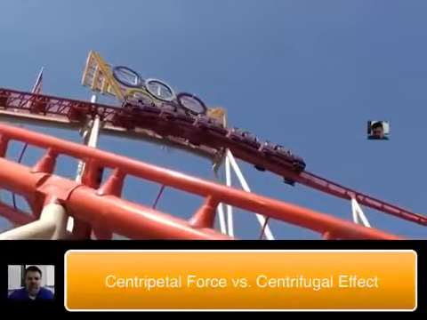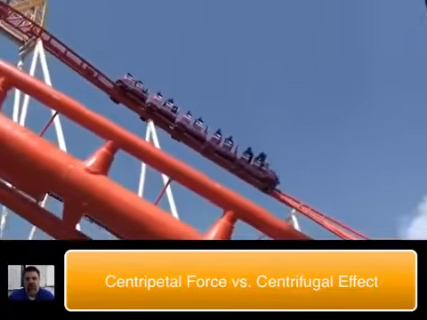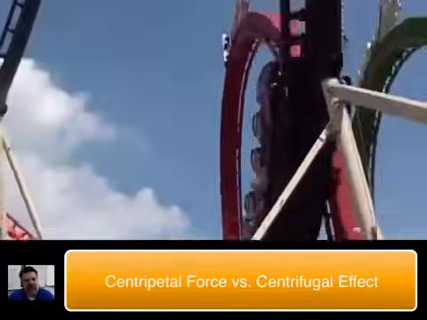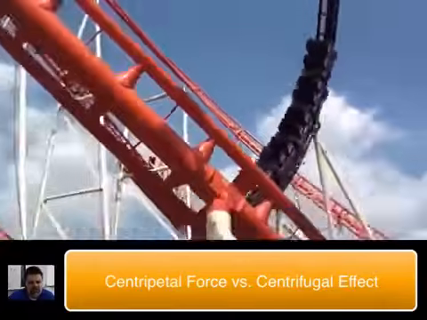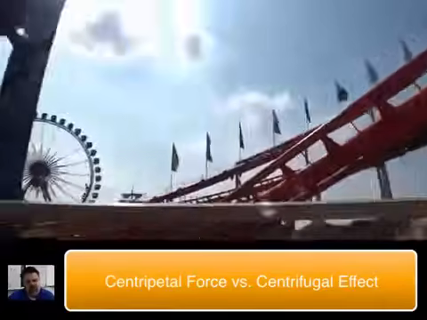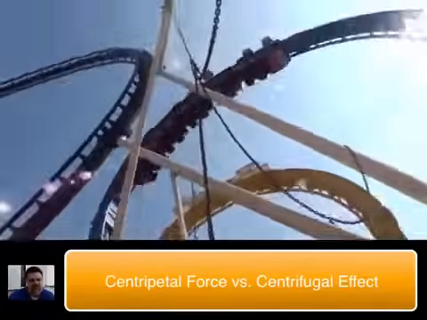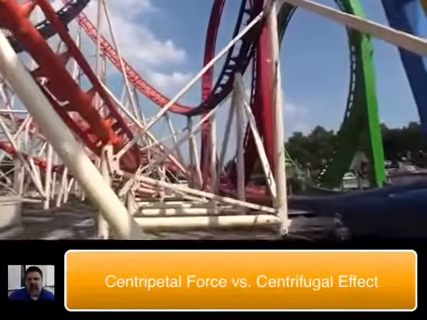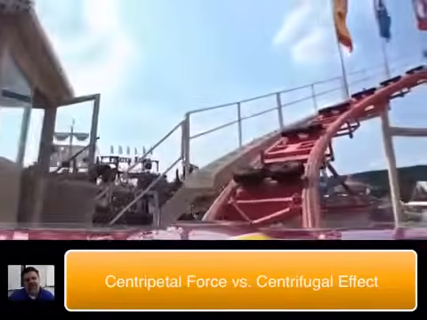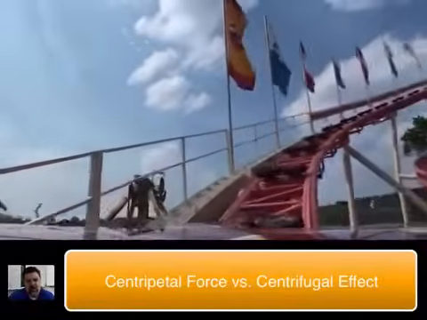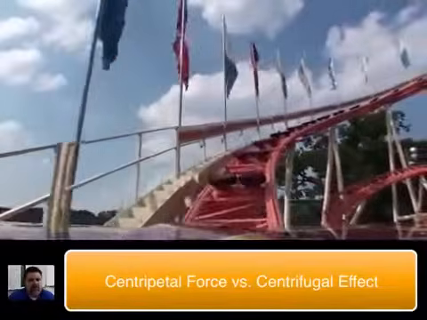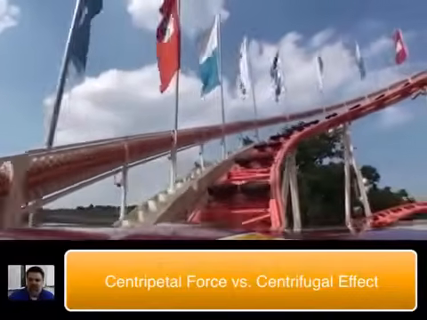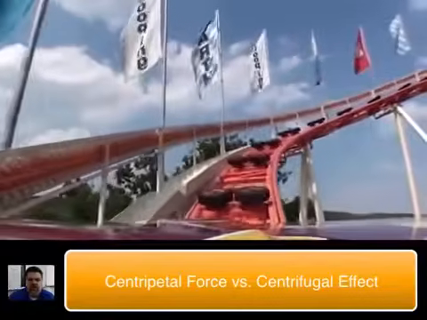Okay, so loop-to-loops on a roller coaster work on the principle of centripetal force, although sometimes people use the term centrifugal force, although centrifugal force is not a force, it's more of an effect. And centripetal force kind of keeps us in the cart, but it's actually Newton's first law of motion that keeps us in the cart as we go around the loop-to-loop.